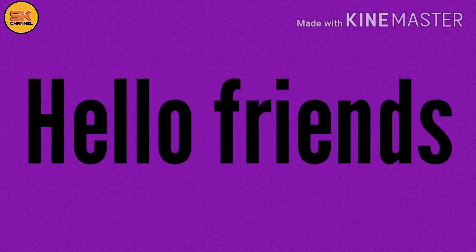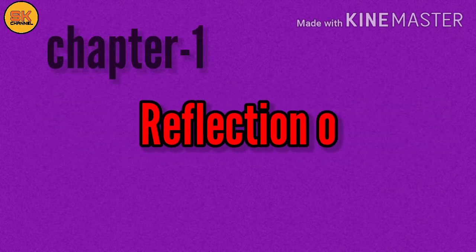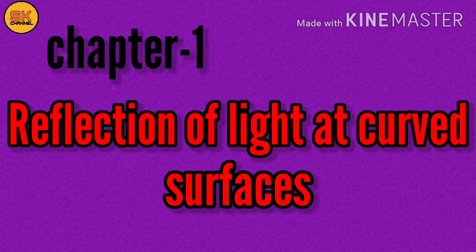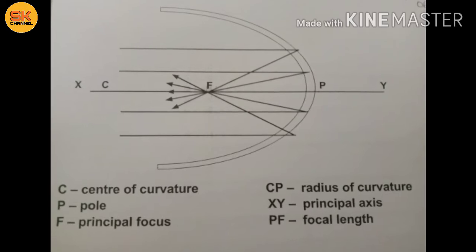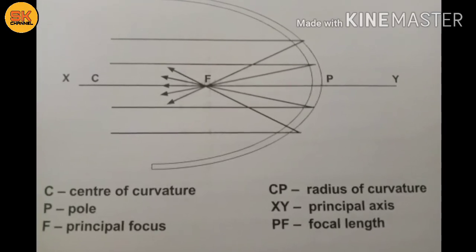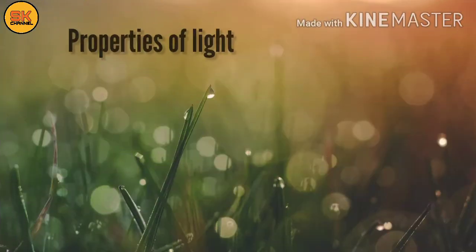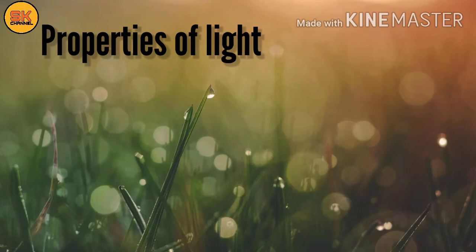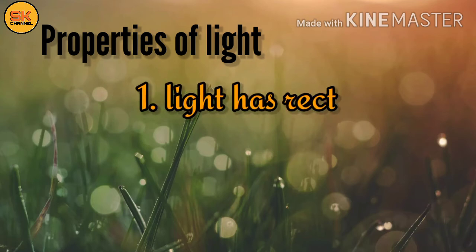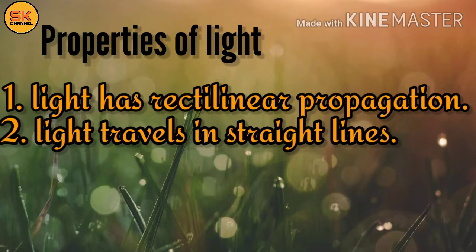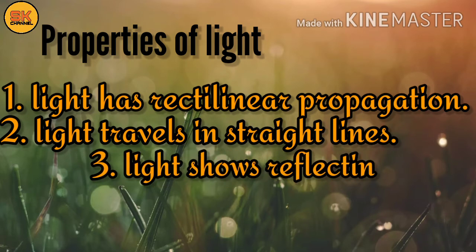In the last class we have discussed about light, types of spherical mirrors and their explanation and the terms used in this chapter: center of curvature, principal axis, radius of curvature, etc. Now let's discuss about properties of light. Light has rectilinear propagation. Light travels in straight lines. Light shows reflecting phenomena.